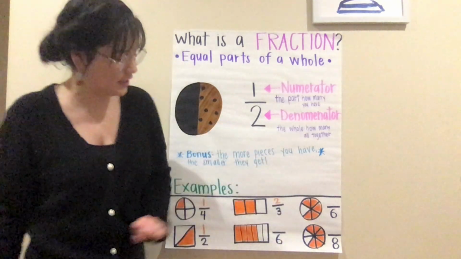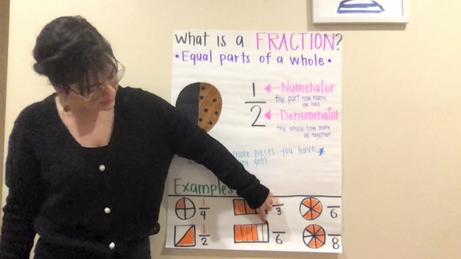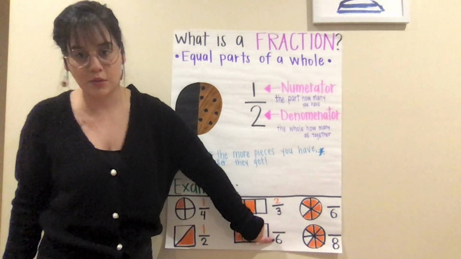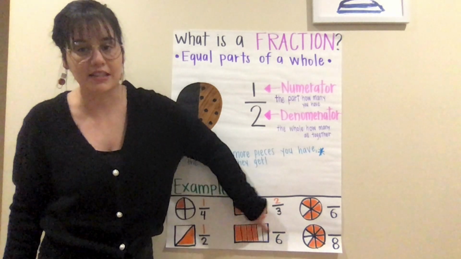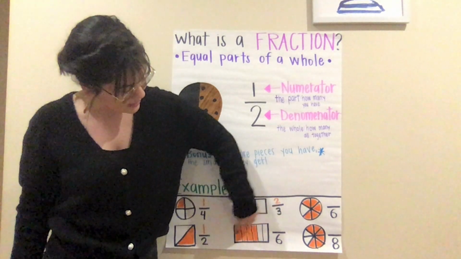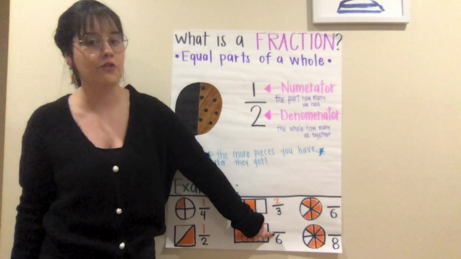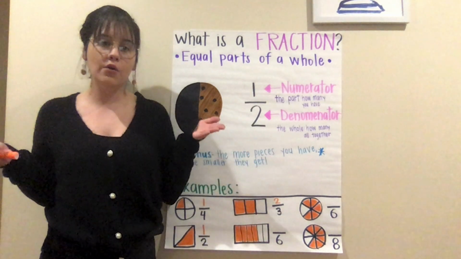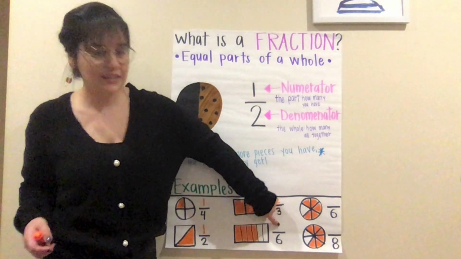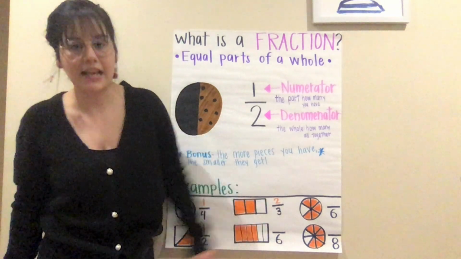The next few are not finished. We have to finish the next couple of ones. Here I have a rectangle and it's divided into 6 pieces. We know that there are 6 pieces altogether. 1, 2, 3, 4, 5, 6. There are 6 pieces in my whole. We know that because they already wrote that for us. But how many pieces are orange? What number goes on the top? Which one's my numerator? How many pieces do I have orange?